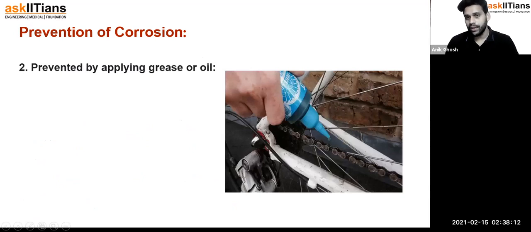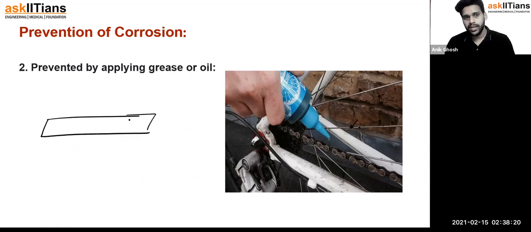Another one is grease oil. As I was saying, you can do this, right? Applying grease oil on the metal surfaces gives it an extra coating, so that the outside oxygen and water don't get in contact with the iron.